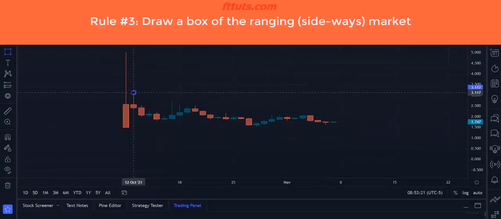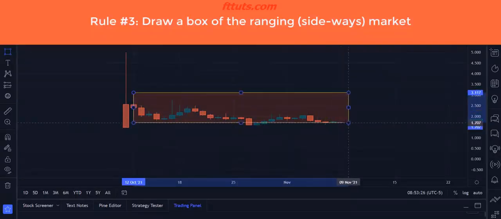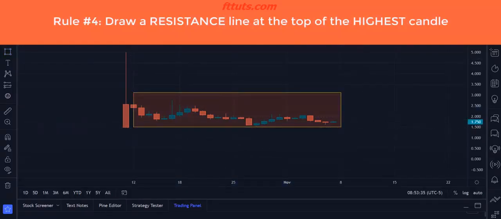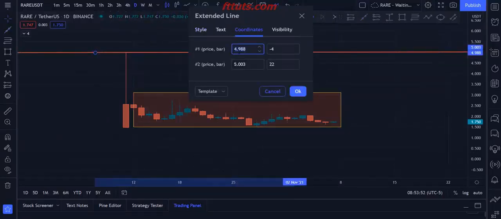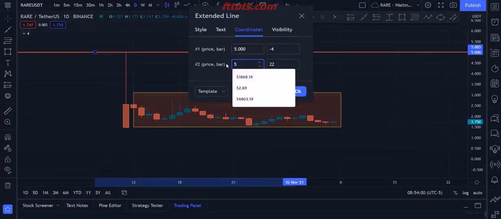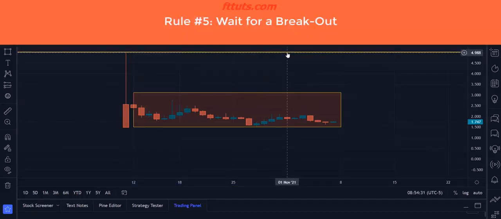So what you want to do is grab the highest tipping point of your sideways market and the lowest tipping point and draw a little box. And you also want to draw a resistance line on the highest candle. Now in this example, as I was saying, this is the scenario where there's a big dump at the beginning and a ranging market that follows, right? Your resistance line needs to be, in this case, $5. And now my resistance line has been drawn. And now all I need to do is wait for a breakout.